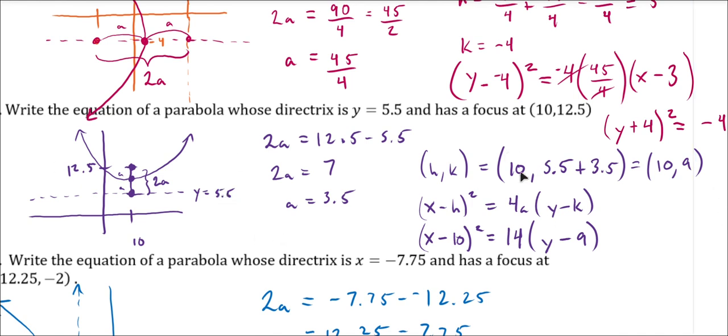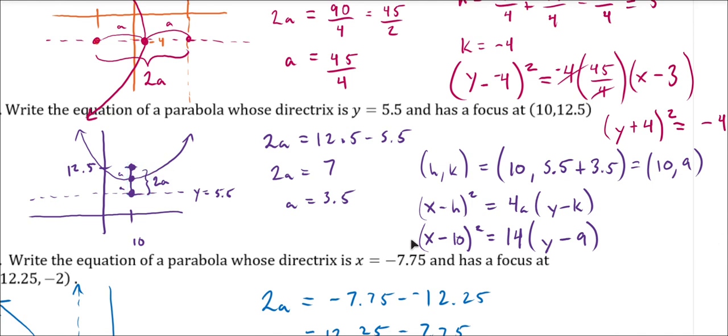So we're going to get the same x value, 10, because we're going to travel up. We're not changing our x value. But our y value is going to be 5.5 plus 3.5, which is 9. So this gives us a vertex right here at (10, 9).